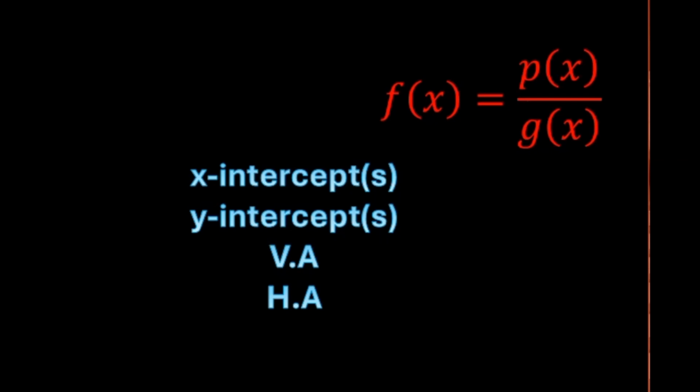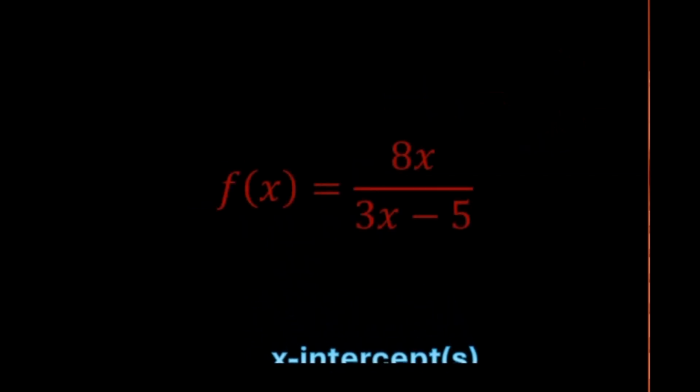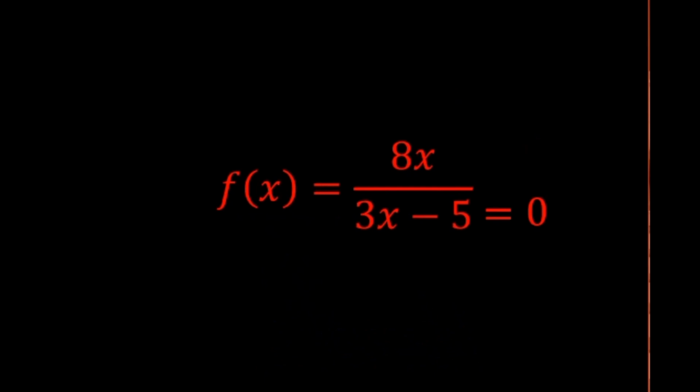Let's understand how we can find a vertical asymptote. You know how the denominator of fractions can't be 0? Yeah, so we do that. Let's start with an example. f of x is equal to 8x over 3x minus 5. Set the denominator equal to 0. We'll get the vertical asymptote as x is equal to 5 over 3. There, that's all we need to do.